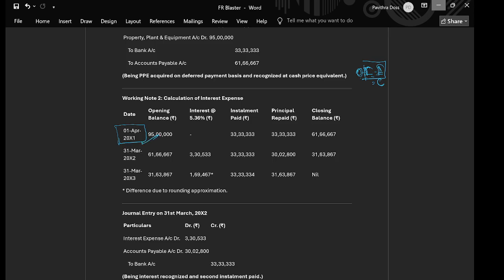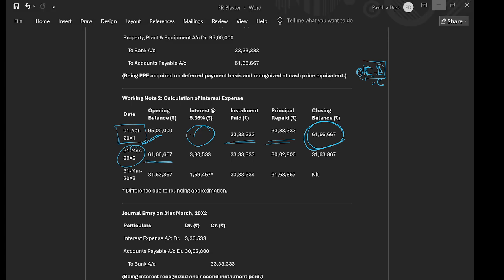So here the opening is 95 lakh, which is the cash price equivalent. Interest we do not have because that is the initial date, and the installment that is repaid is 33,333, and the principal amount is also the same thing because we do not have the interest, and this is the closing value. Similarly, for the end of the year, the next, second installment, it comes to 61,66,667, and here the interest is 5.36 percent, so we will add the interest.